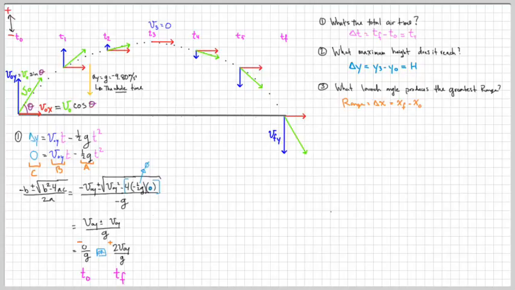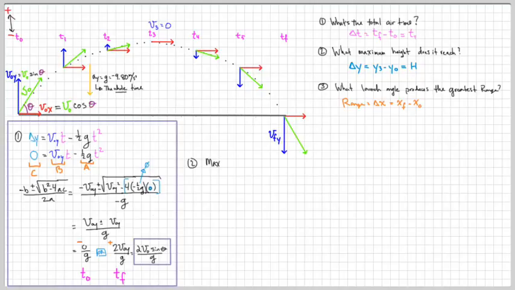So there's our difference. One is t naught and one is t sub f, and this can also be written as 2 v naught sine theta over g, since we showed that's what the y component of the initial velocity is equal to if we have the original velocity and the angle theta. So we put a box around that. That's how we can find our total time, or t air.